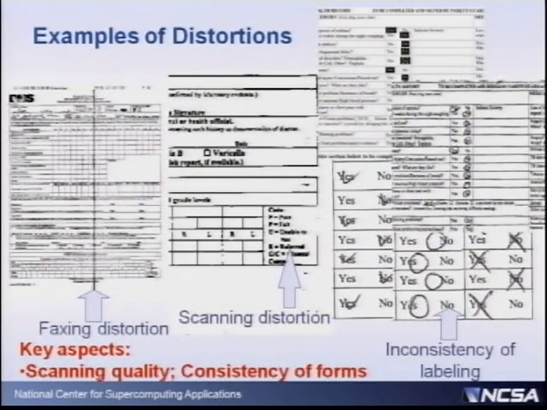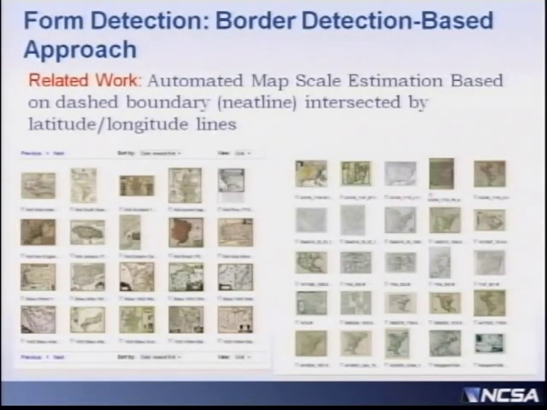One is the scanning quality, and one is the consistency of forms. The other approach is to look at the boundary. I'm just showing another related work that we have done. We are looking at fully automated scale estimation of historical maps, and this is based on the neat lines. If you recall, there are these borders, and they have latitude, longitude intersections. This is a project funded by NSF, NNEH, and JISC in UK.